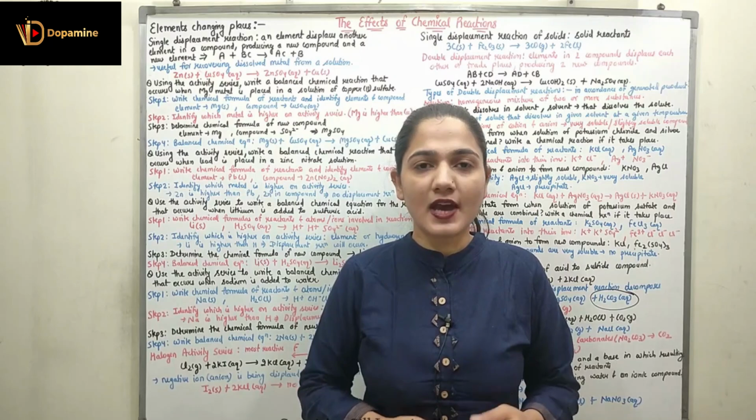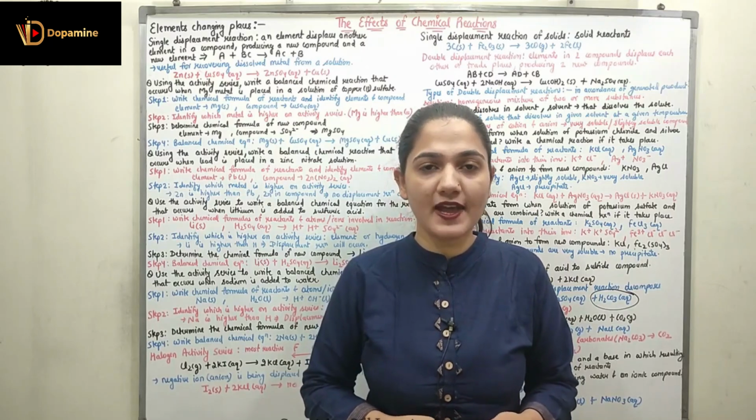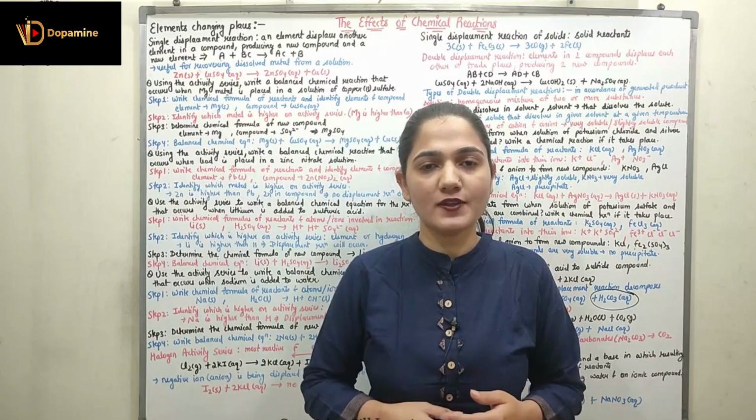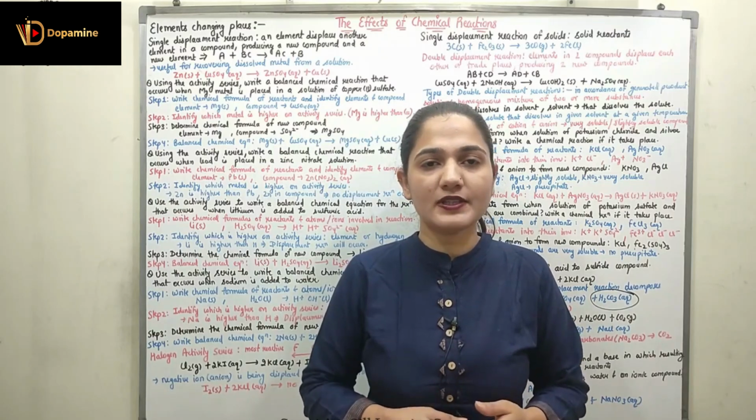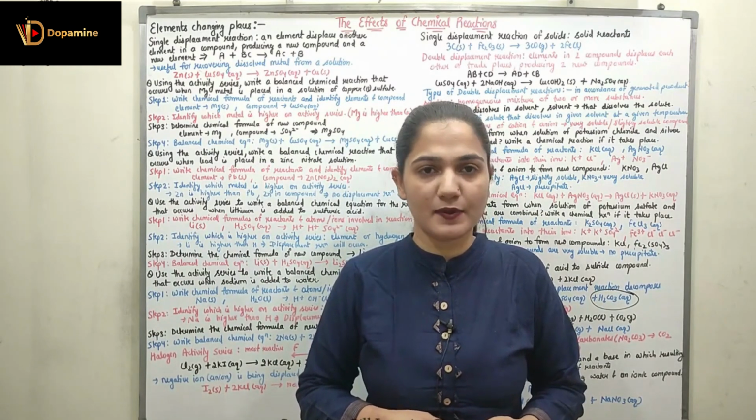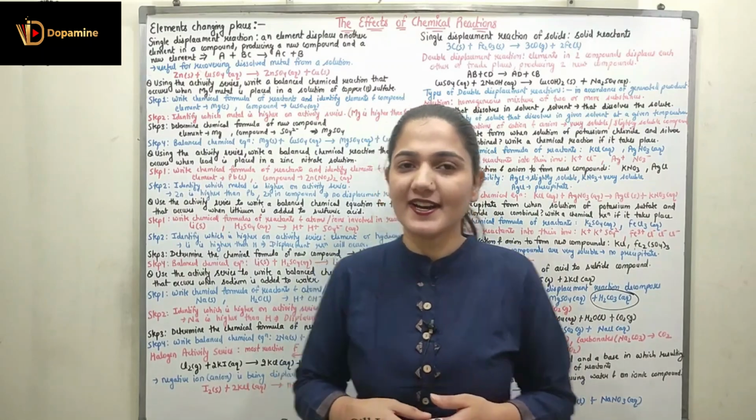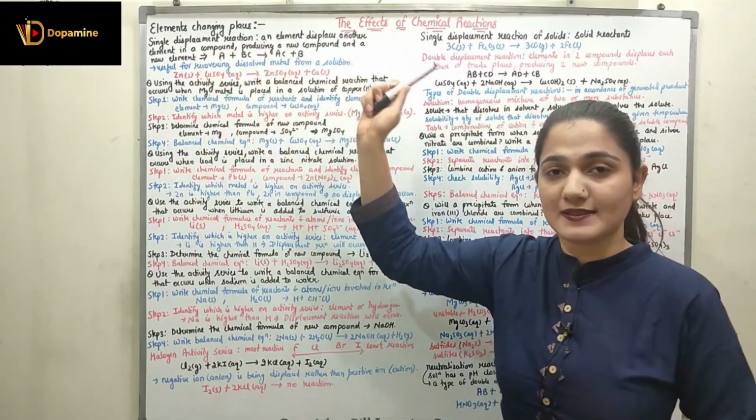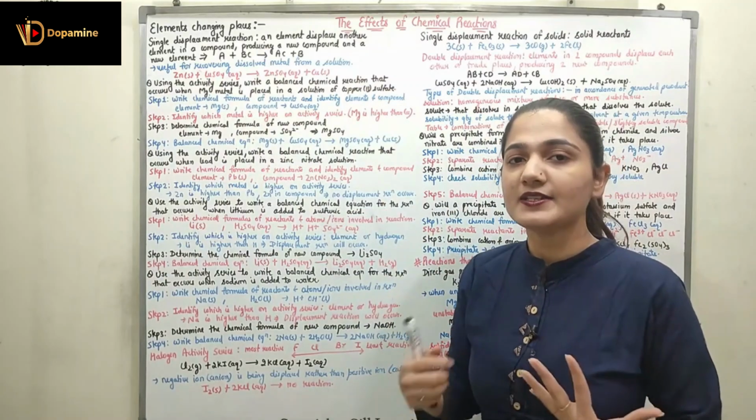So this is the last video on chapter 4, the effects of the chemical reaction. Here we are going to understand some concepts, and based upon these concepts we are going to practice some sample problems. So let's start our discussion with the first concept, which is the element changing places. What are the elements changing places?